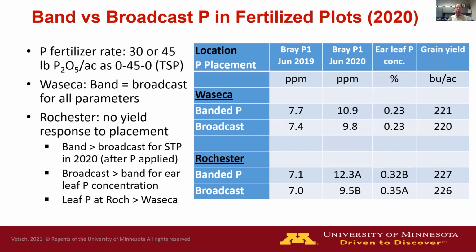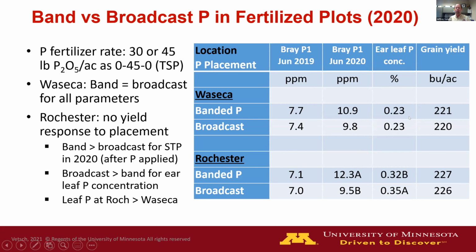So now we're going to switch to phosphorus, and this is again the fertilized treatments. We had 8 comparisons. These 8 comparisons received either 30 or 45 pounds of P2O5 per acre. We had soil samples prior to application in June of 2019 and June of 2020 after application. We see no differences between band and broadcast, which is what we'd expect. Prior to application, we see an increase in soil test level, which meant that we measured some of that added phosphorus for the second year, or for this year's growing season.